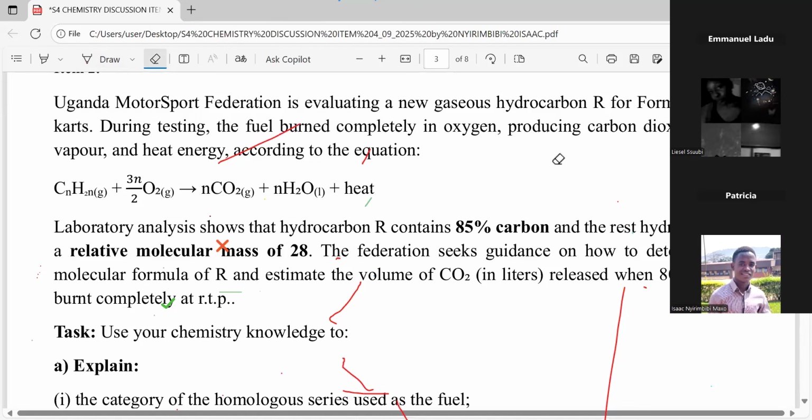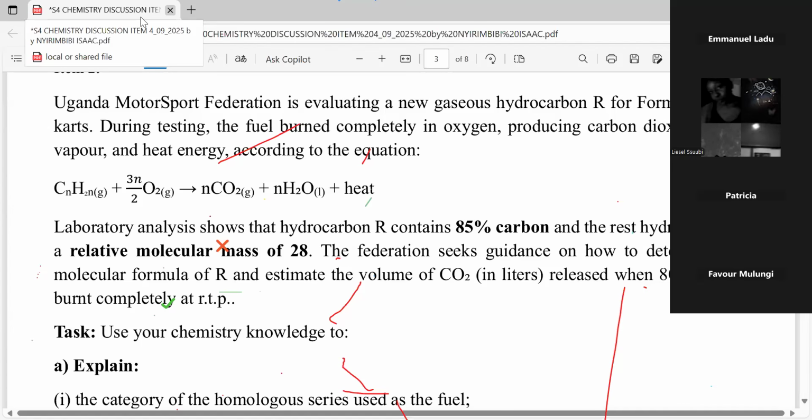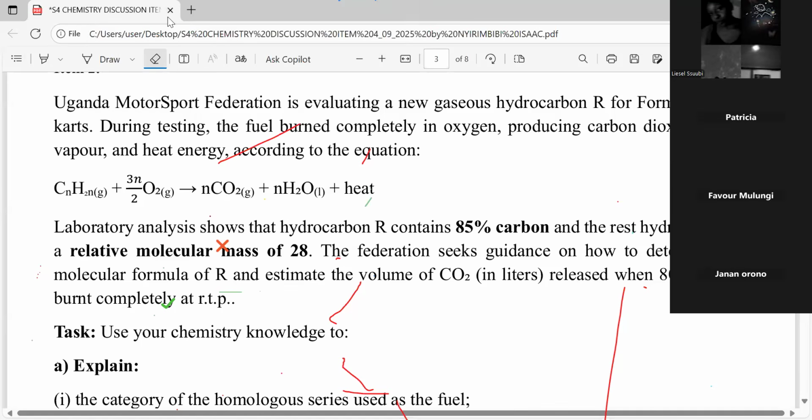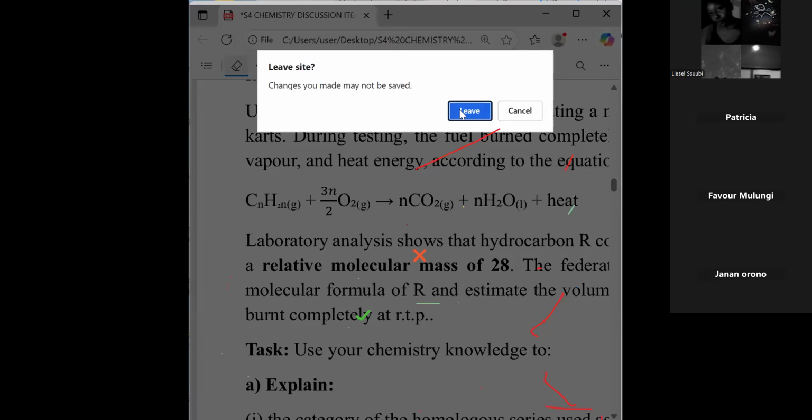We are on another item, a new item, which I believe we can do very fast. This item involves calculating the empirical formula, molecular formula, and still estimating the volume of carbon dioxide which is released. We are going to summarize it very fast. Make sure if you're there and you want to respond to the item, make sure you try to be very fast.